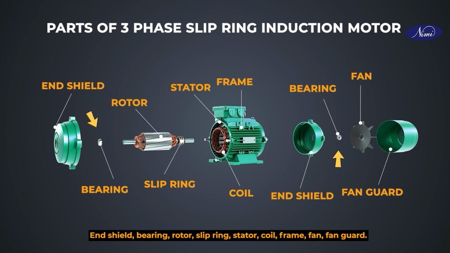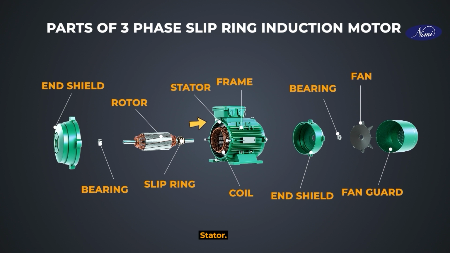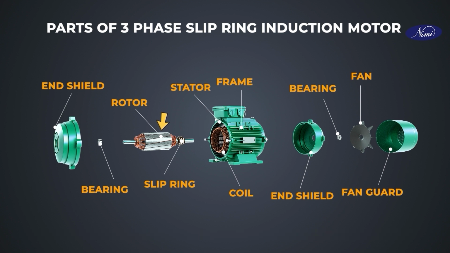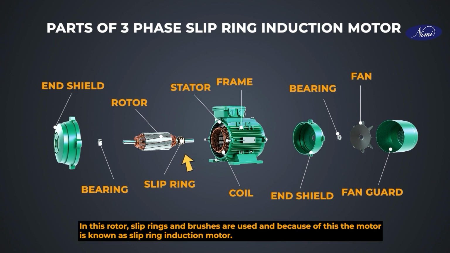End shield, bearing, rotor, slip ring, stator, coil, frame, fan, fan guard. Stator is a stationary portion of the motor and delivers a rotating magnetic field to interact with the rotor. Rotor. A rotor is a central component of the motor which rotates. Slip ring. In this rotor, slip rings and brushes are used, and because of this, the motor is known as slip ring induction motor.